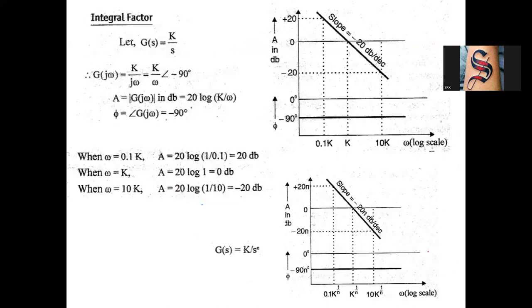Next, let's see the second one, the integral factor. What does the integral factor mean? Generally, it is in the form of 1 by s. So 1 by s corresponds to the integral factor, right? Let us take one small example.